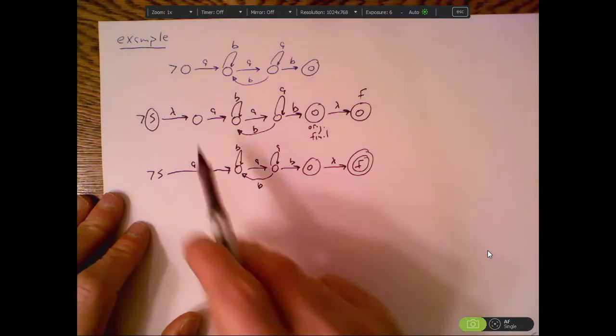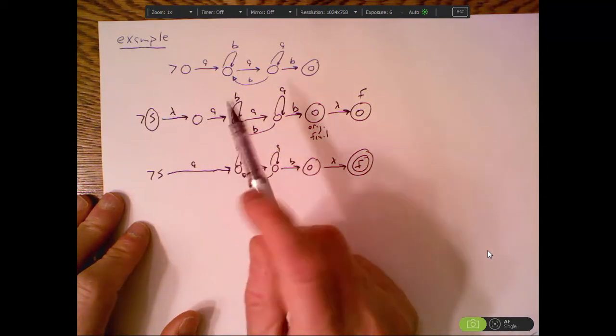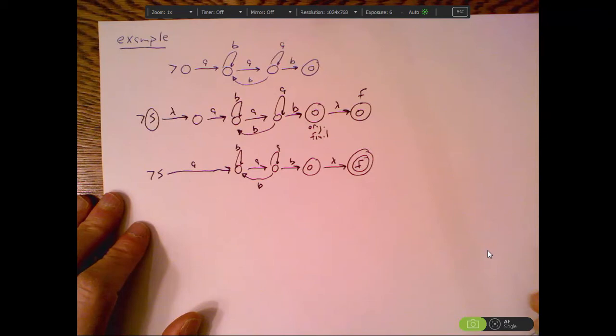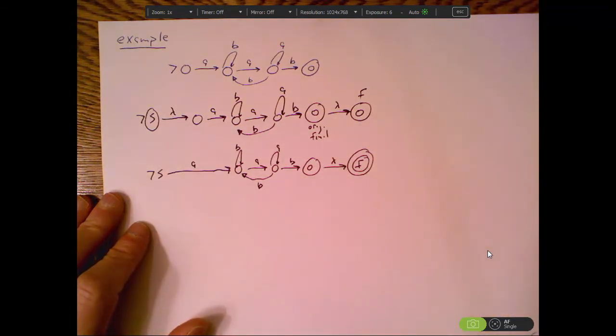So a lot of students, they see this sort of thing, they say, well, why did I create the initial state? Well, this is a simple example, so I didn't really need to, but believe me, on more complicated things, it's useful to introduce that start state and that final state.